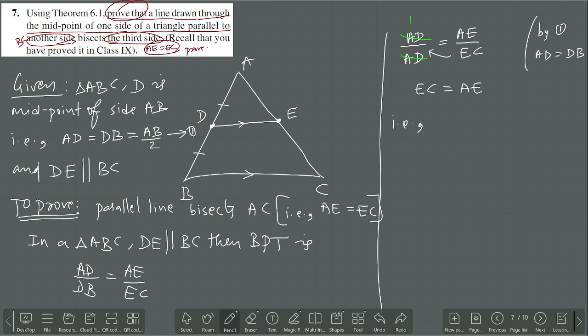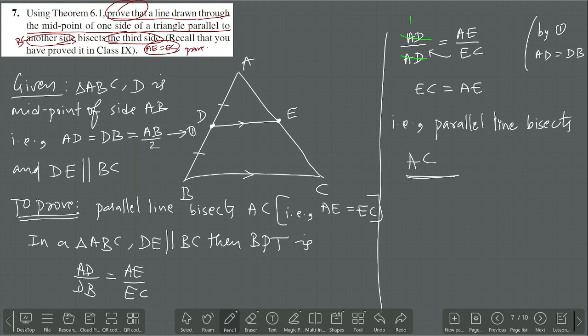That is, this line, parallel line, bisects AC. Or bisects the third side AC. Like that also you write, not a problem. Understand? Do you understand this question? Is it okay? And something they are given in bracket.